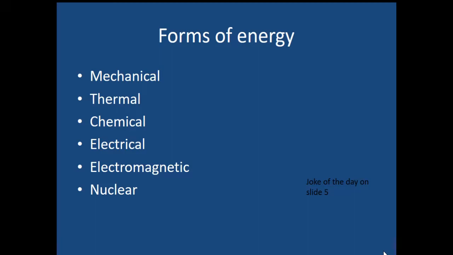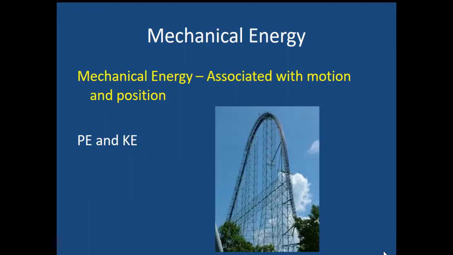Hi students. Today we are going to be looking at the different forms of energy. If you remember, energy was the ability to do work or the capacity to do work. And we talked about two types of energy, kinetic and potential energy. Now we're going to start looking at some forms, and we're going to look at 6 different forms of energy. Those 6 forms are mechanical, thermal, chemical, electrical, electromagnetic, and nuclear.